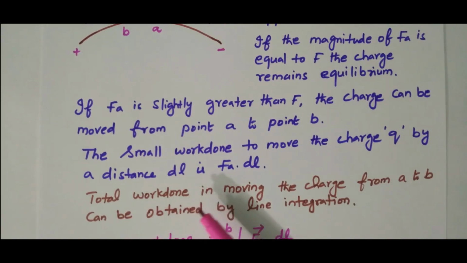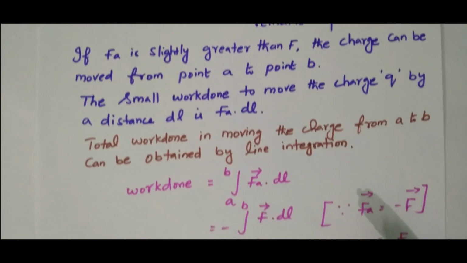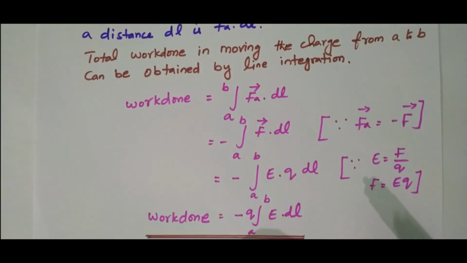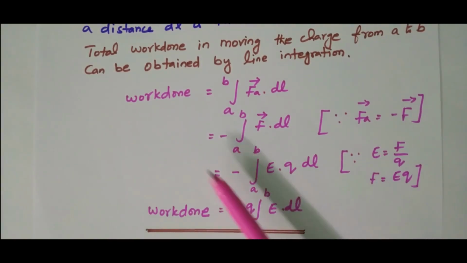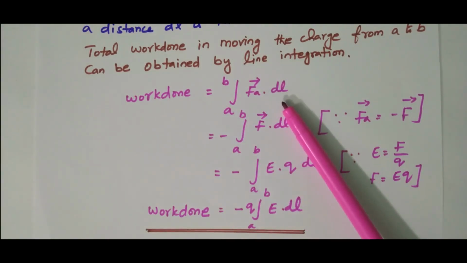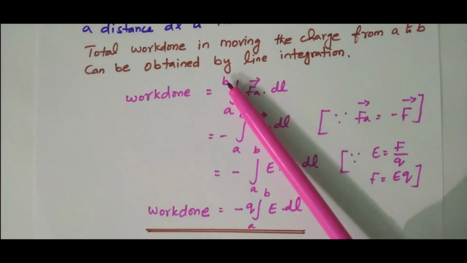So the total work done in moving a charge from A to B can be obtained by line integration. So this is due to only a small length. The total work done can be obtained by integrating on both sides. We will get the total work done. So work done equals integral A to B Fa dot dl. Right? A to B are the two points.